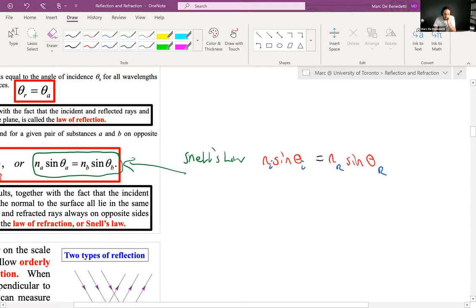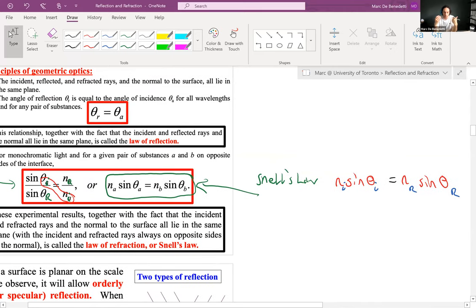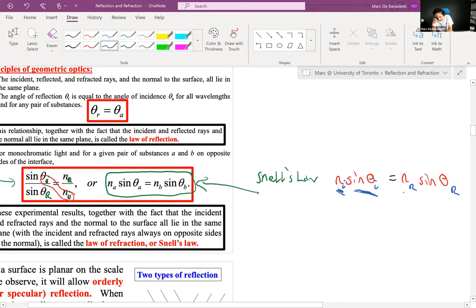So there are two equations that govern reflection and refraction. The first is theta in equals theta out, or theta reflected equals theta incident. And the second is Snell's law, that governs refraction. That's where you have the index of refraction of medium one times the sine of the incident angle, equals the index of refraction of medium two times the sine of the refracted angle.